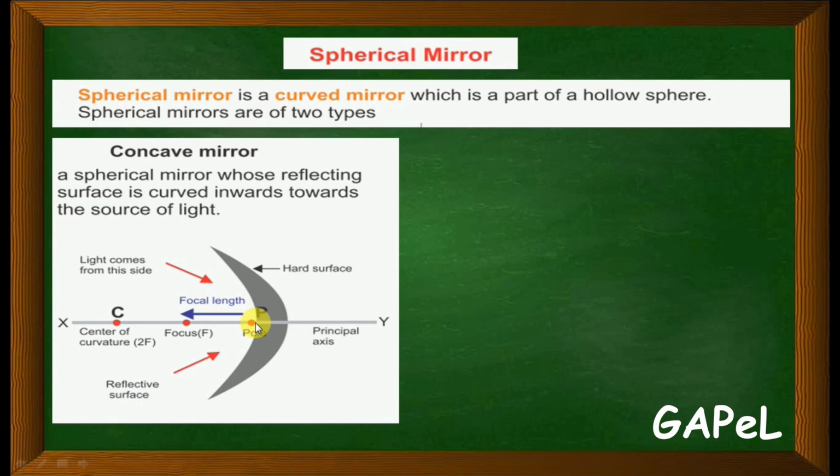What is P? Focus, center of curvature, principal axis, hard surface. So first just remember what is a concave mirror. That is, its reflecting surface is curved inward.